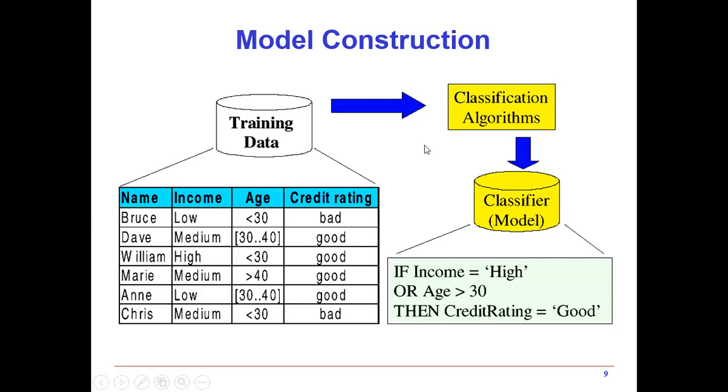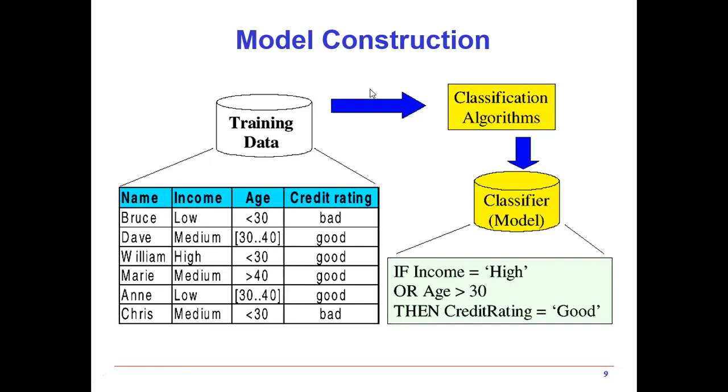So in the classification algorithm, we provide this training data. If you look at this training data, what are you able to find? This training data is a combination of 2 parts. And what are these 2 parts? What is the combination?